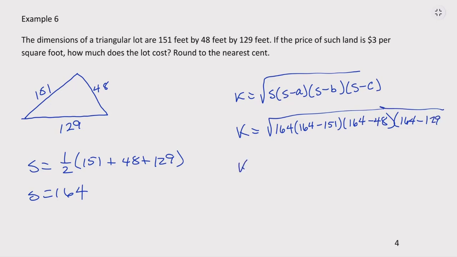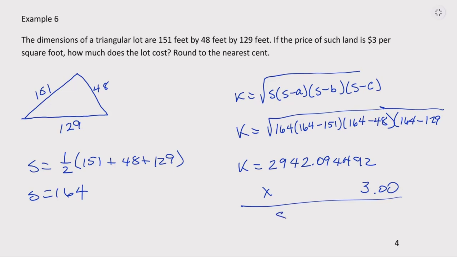So K is equal to 2,942.094492 square feet, and we have a price of $3 a square foot. So we're going to multiply by $3. So we get $8,826, and rounding to 2 decimal places, to the nearest cent, 28 cents.